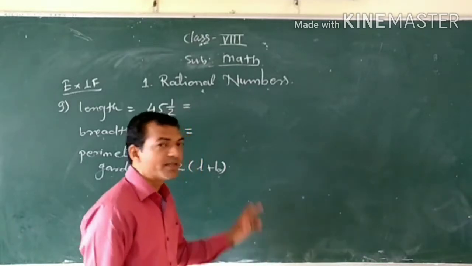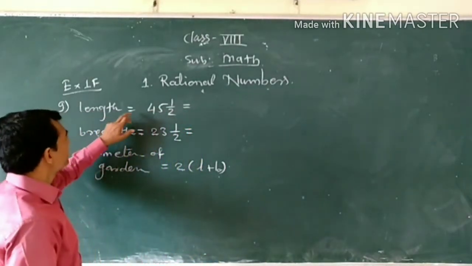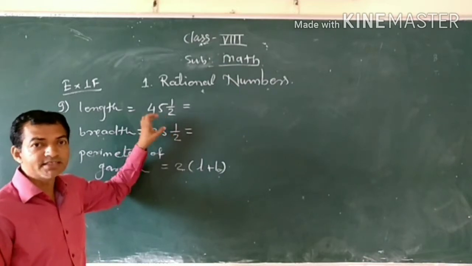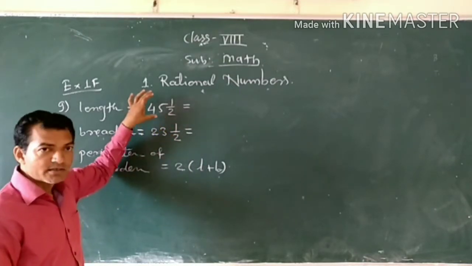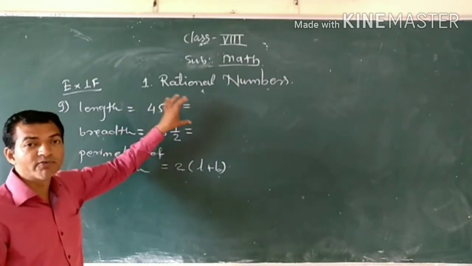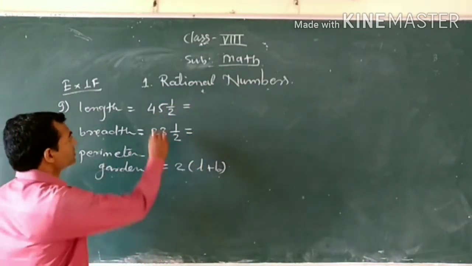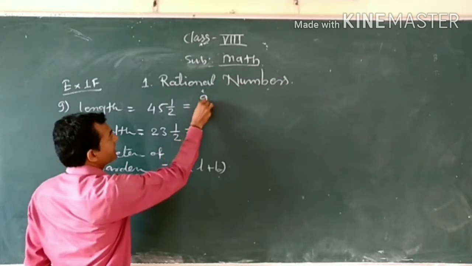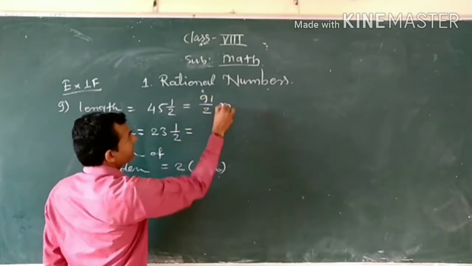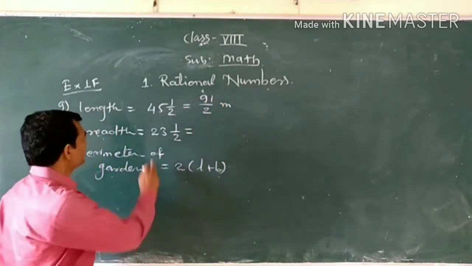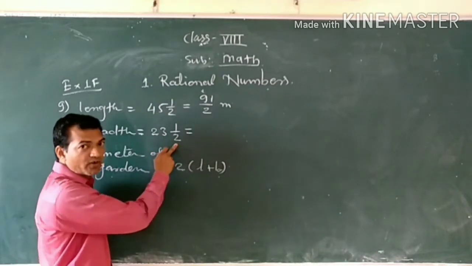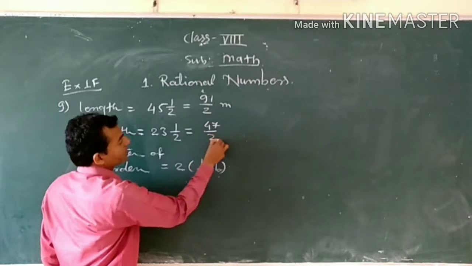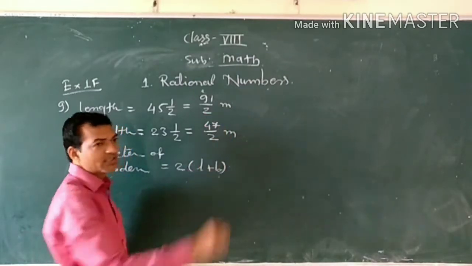So see here, what is given first. Length is equal to 45 1/2 meter. This is given as a mixed fraction. You have to convert it into an improper fraction. So 45 times 2 is 90, 90 plus 1 means 91 divided by 2 meter. And this breadth is what? 23 times 2 is 46, plus 1, 47, 47 by 2 meter. Now this is the length and this is the breadth.